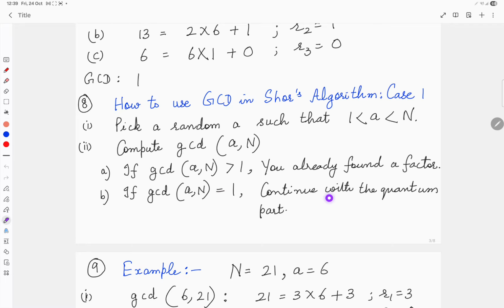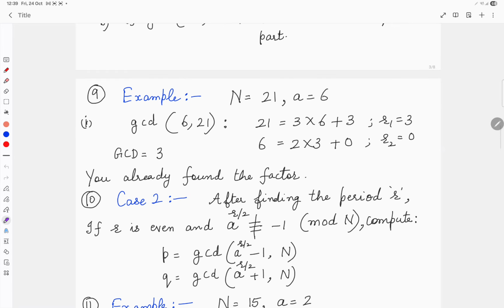And the first step in Shor's algorithm is the quantum step, in which we have to find out the period of the algorithm. So let us take this example. Capital N is 21 and let's say we chose A equal to 6. So we have to find out the GCD of 6 comma 21.